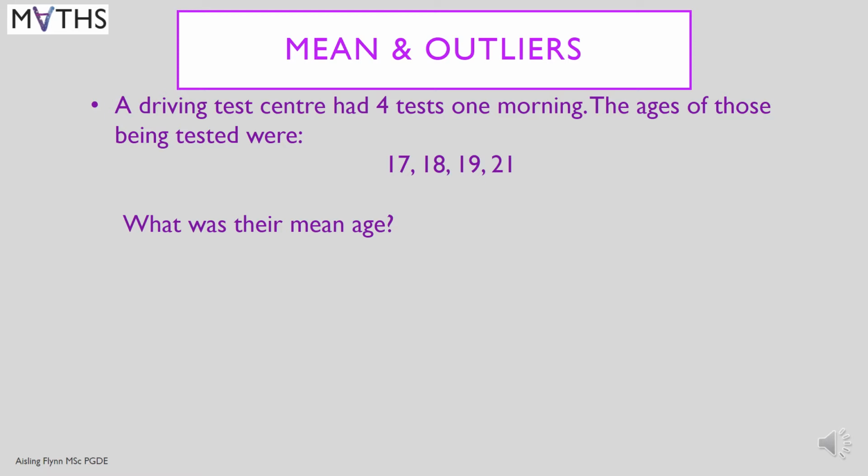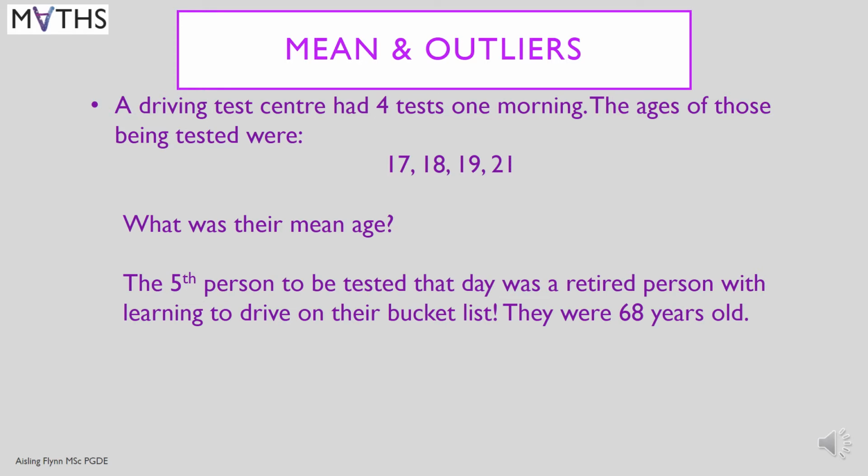So if you take out your calculator there again, when you add all those values, you get 75, and divide by 4, we get a mean value of 18.75 years. So the people taking the tests that morning are quite young, and in the middle there they give us a number of 18.75. That's our mean.